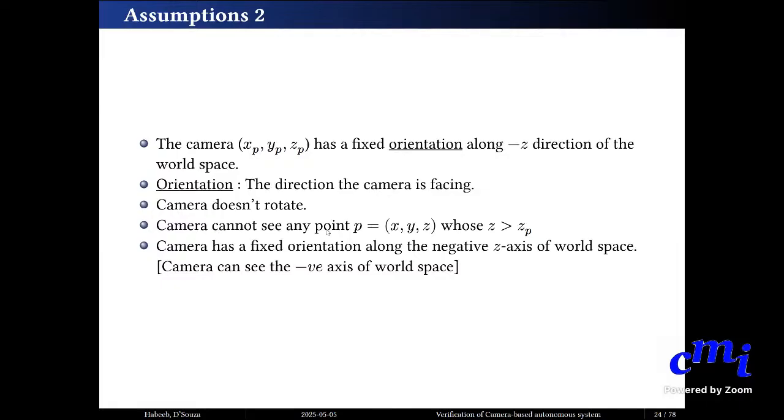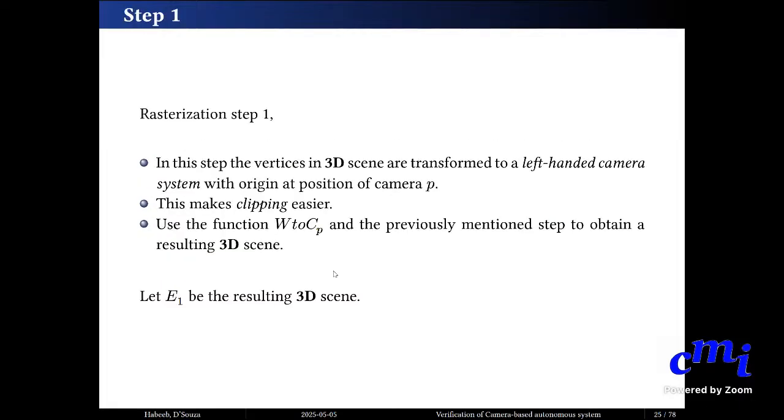Also, the camera cannot see any point P whose Z is less than ZP, which implies that if some point is behind my camera, I cannot see that point. So this is this.